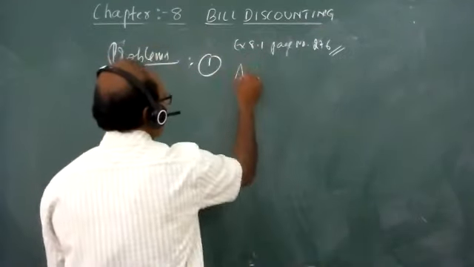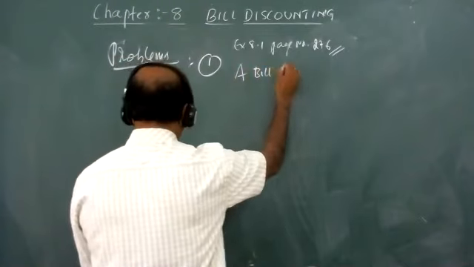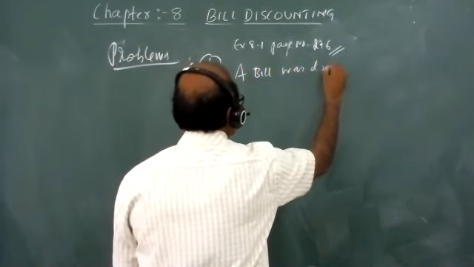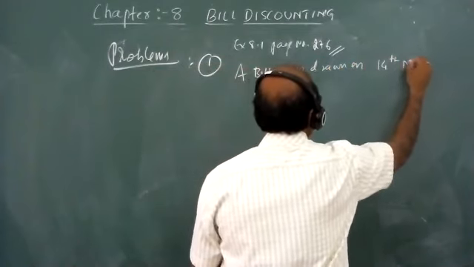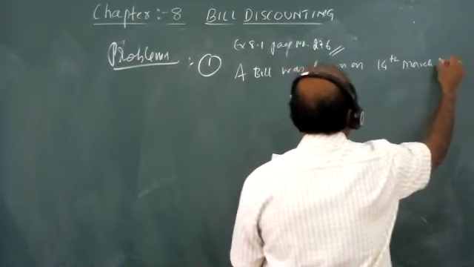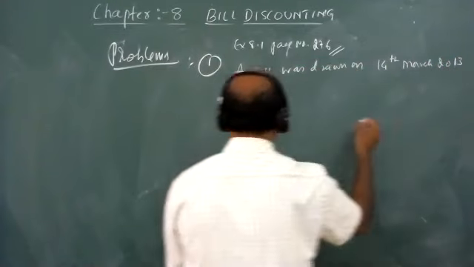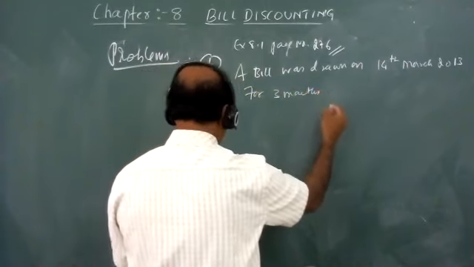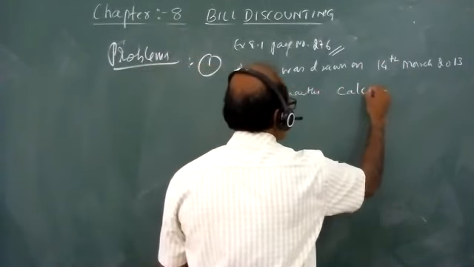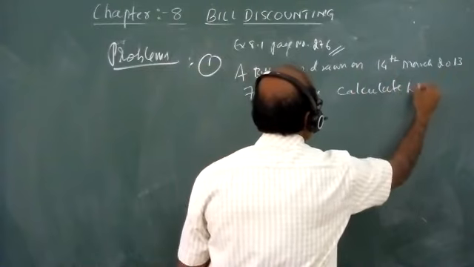A bill was drawn on 14 March 2013 for 3 months. Calculate LDD.